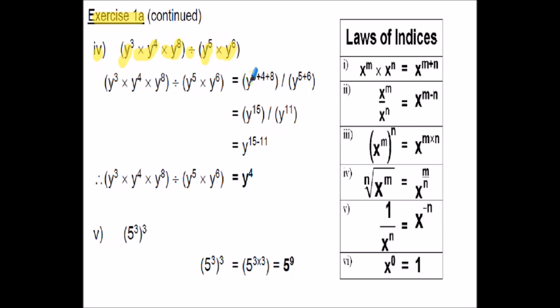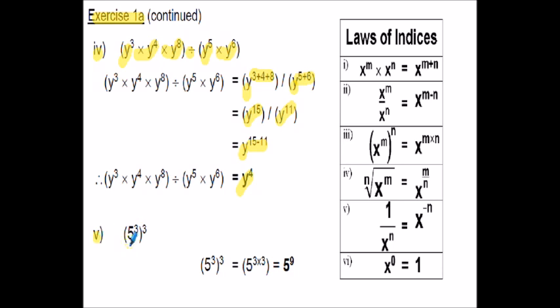So looking at the expression inside the first bracket, I get y to the 3 plus 4 plus 8. That's the first law problem because the bases are all the same, it's all y. And in the second bracket I've got y to the 5 plus 6. That simplifies to y to the 15 divided by y to the 11. This is now a second law problem. We're dividing the same bases, so we subtract the indices, so that becomes y to the 15 take away 11, simplifies to y to the 4.